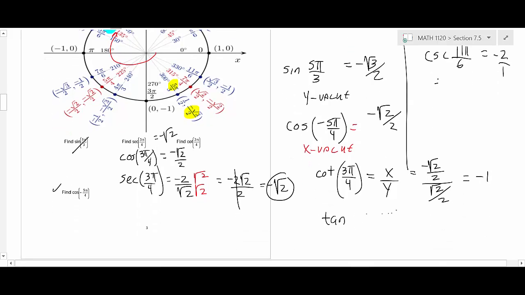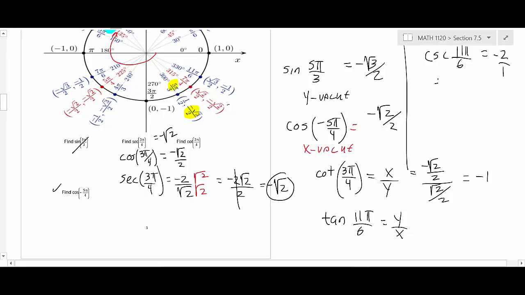Let's do the tangent of 11 pi over 6. Okay, so the tangent's y over x. So what you would do is look at 11 pi over 6. Tangent would be y over x. With a little practice, you can learn to do this in your head too.